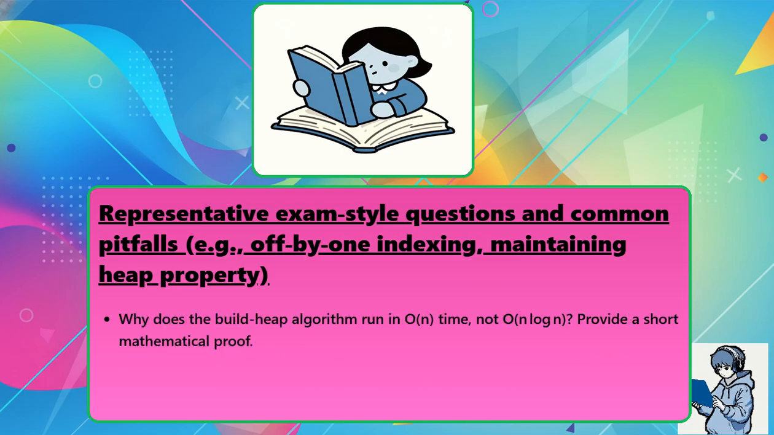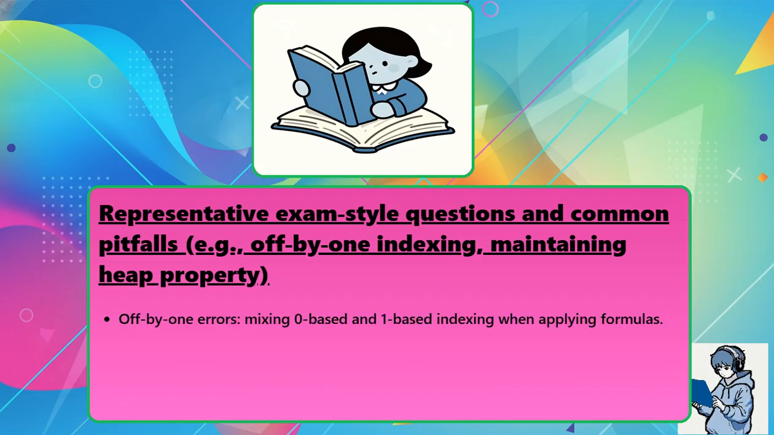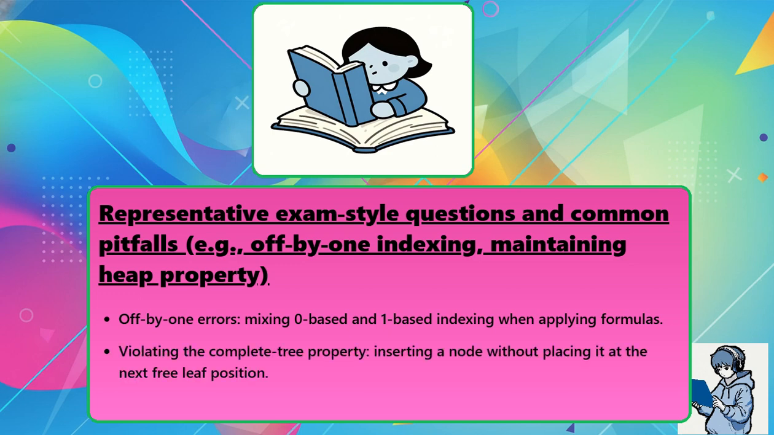Why does the build heap algorithm run in O(n) time, not O(n log n)? Provide a short mathematical proof. Pitfall: forgetting that most nodes are near the leaves and require only a few swaps. A common mistake is off-by-1 errors, mixing 0-based and 1-based indexing when applying formulas. Violating the complete tree property: inserting a node without placing it at the next free leaf position.